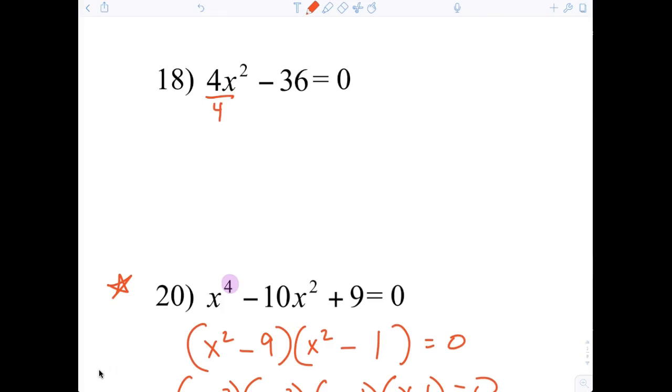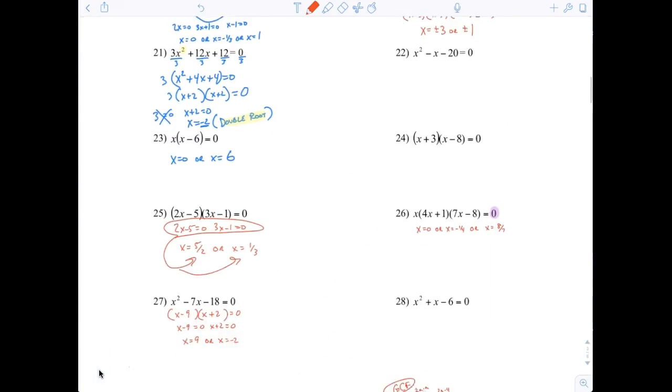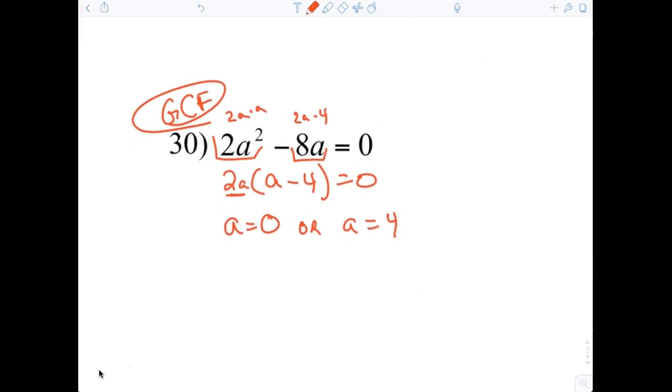We're supposed to divide by 4. Now, the only reason I'm asking you to divide by 4 is because I'm dividing out the constants. You're dividing out the constants. All right? There are variables and there are constants. The constants are the numbers. The variables are the letters. I didn't divide on, for example, question number 30. I didn't divide by 2a, because there was a variable involved.